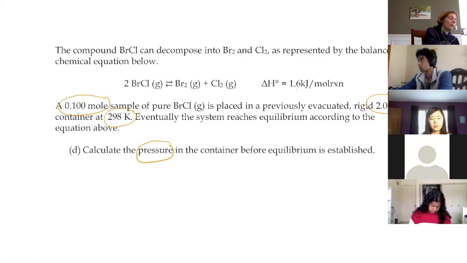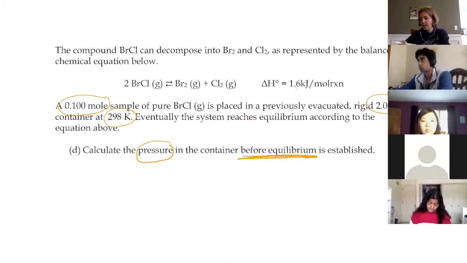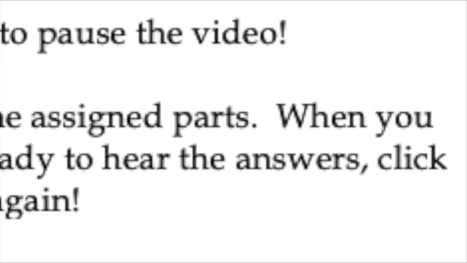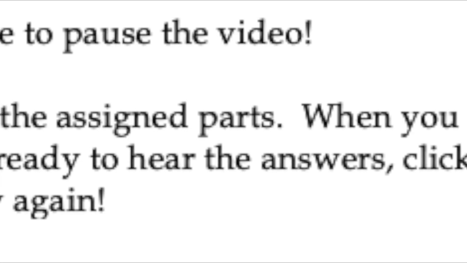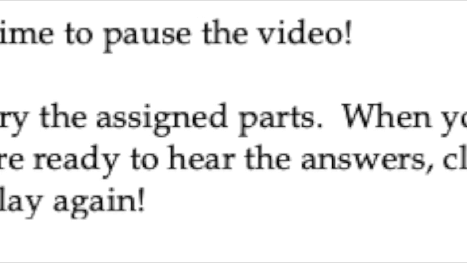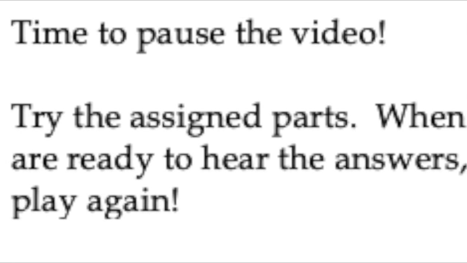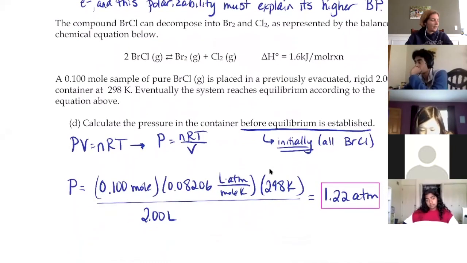And so we want to know before equilibrium is established. So you don't have to worry about the bromine and chlorine forming. We're just looking when we first put the BrCl into the flask, what would that be? So I'll give you guys a second to solve that guy. Let me set that guy up. And then we'll do our last page.